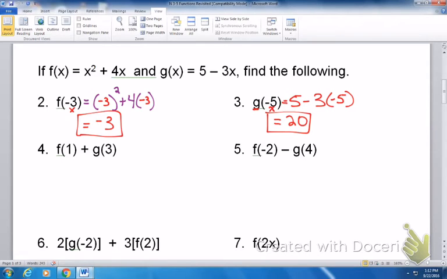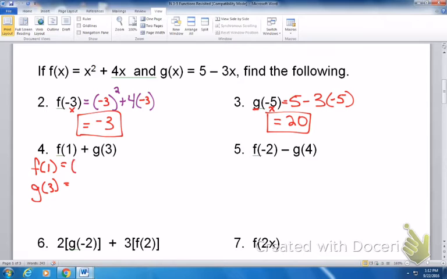All right, now these are also just like the other day. I have f of 1 plus g of 3. Do not add them together yet. This is not f g of 4. We have to first find f of 1, just how we found f of -3, and find g of 3, just how we found g of -5.